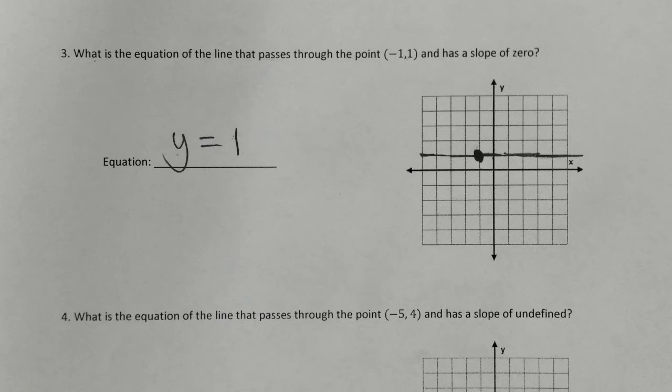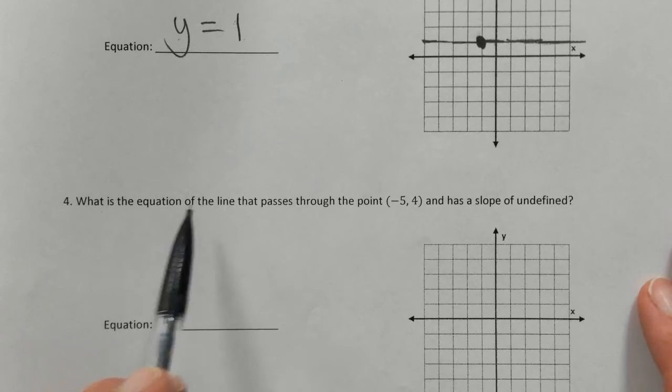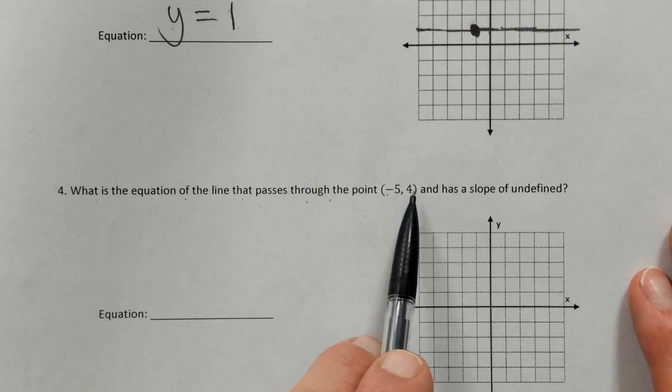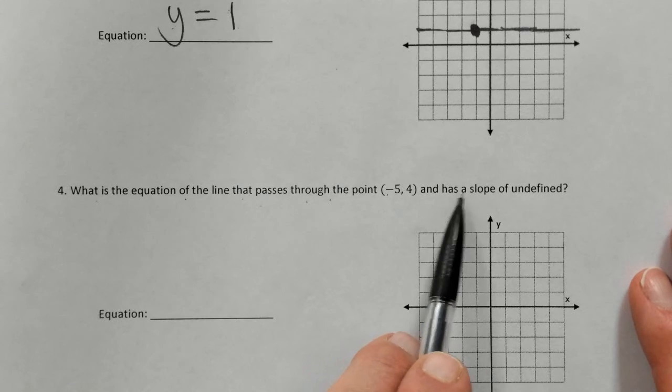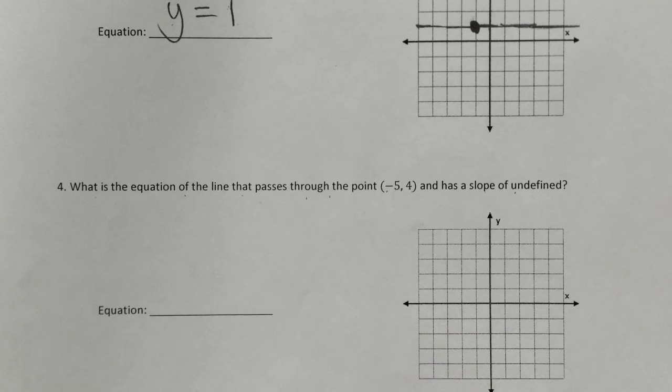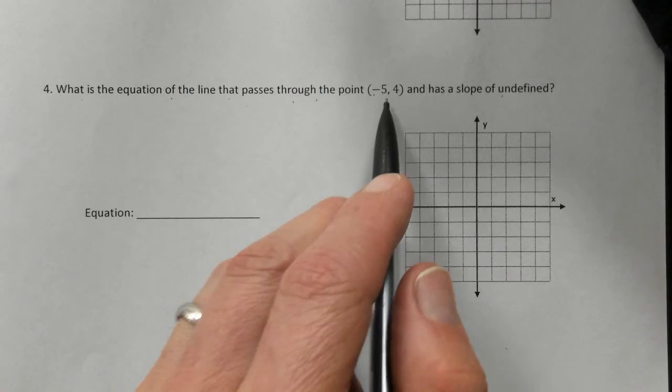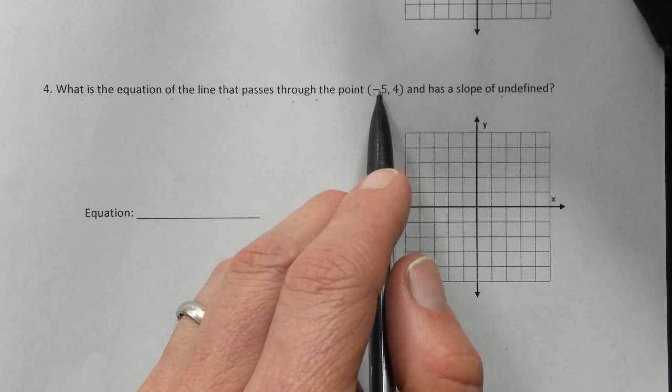And so on this last one it says, what is the equation of the line that passes through the point (-5, 4), and has a slope of undefined? All right, so just like in the last ones, we're going to go ahead and put in our point first. So let's put the point on the graph. So remember, the x-coordinate comes first, -5.